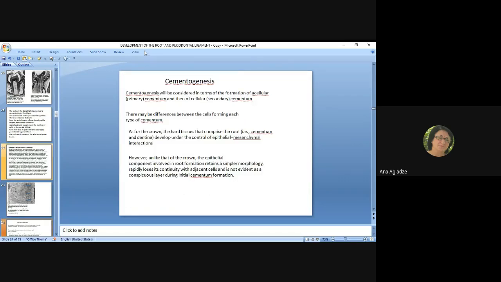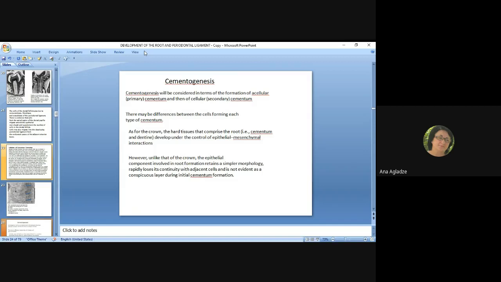Yes, cementogenesis will be considered in terms of formation of acellular cementum and cellular cementum.